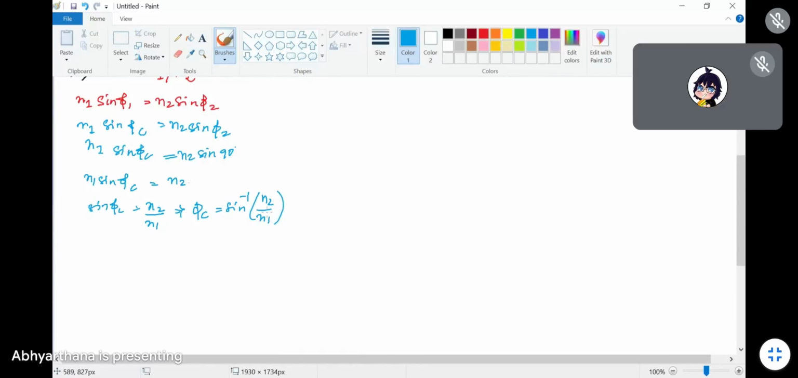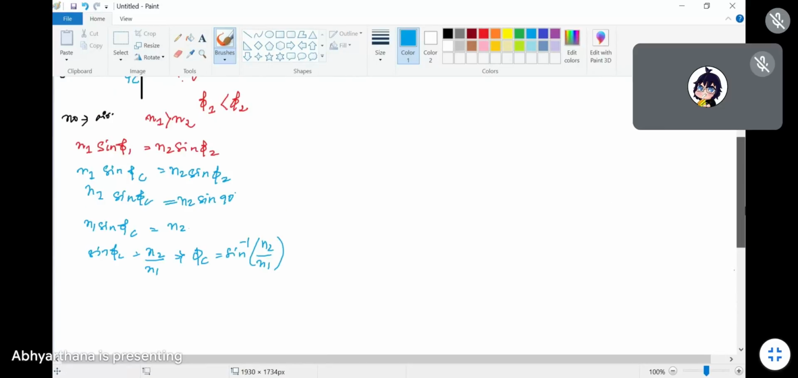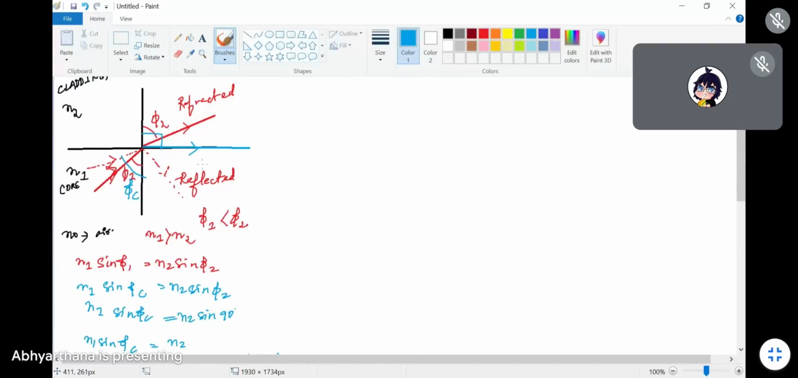As I told you, do not by heart it as n2 by n1. n2 and n1 are nothing but the refractive indices of the two mediums. This is the incident medium and this is the other medium, where the refraction takes place. So it is sine inverse of the refractive index of the refracted medium divided by that of the incident medium.